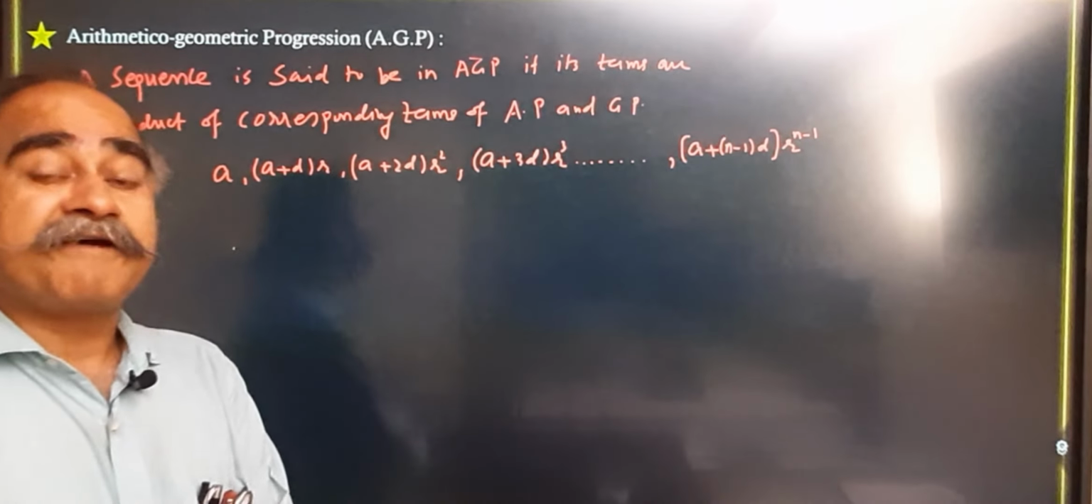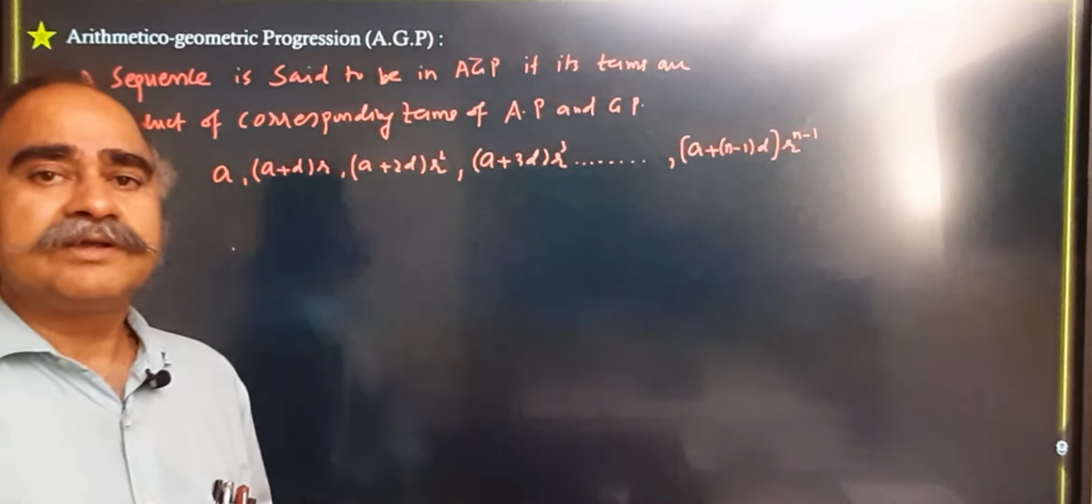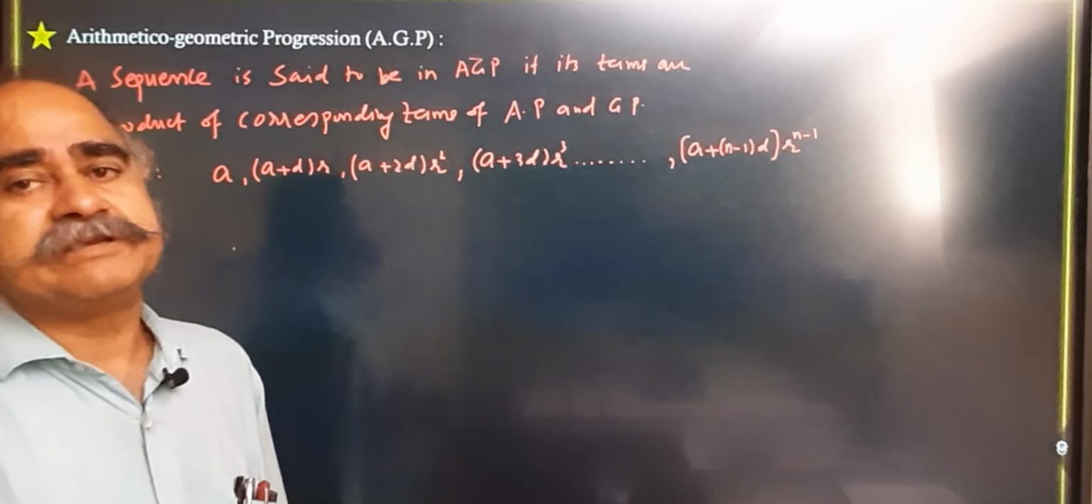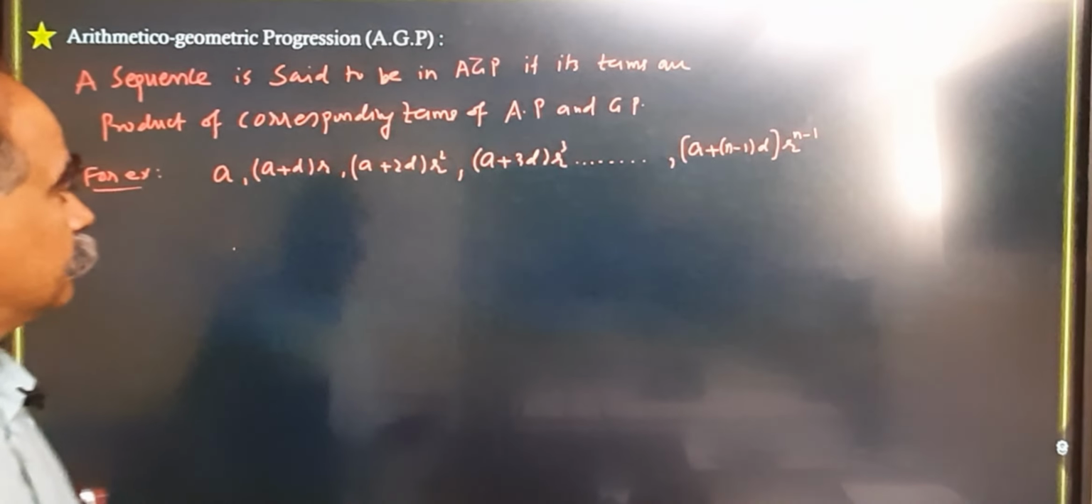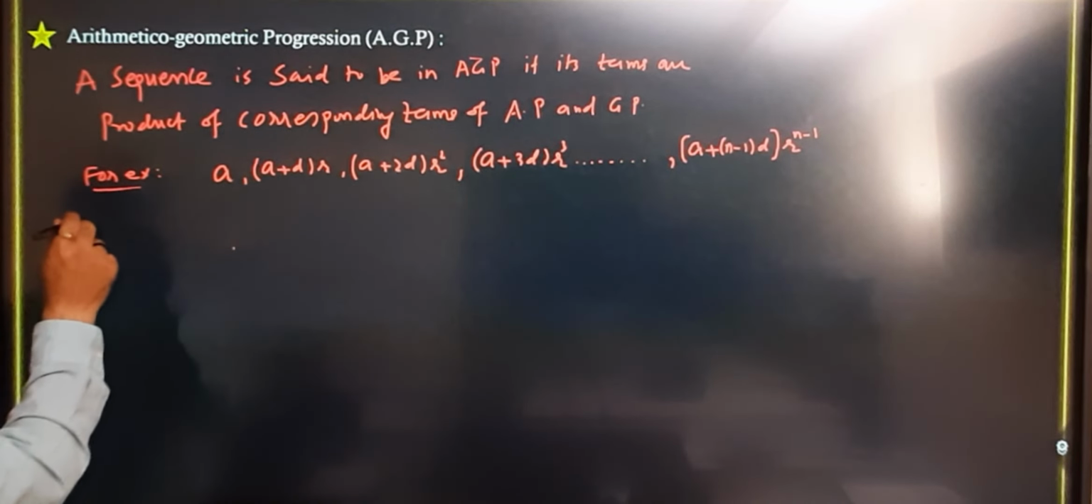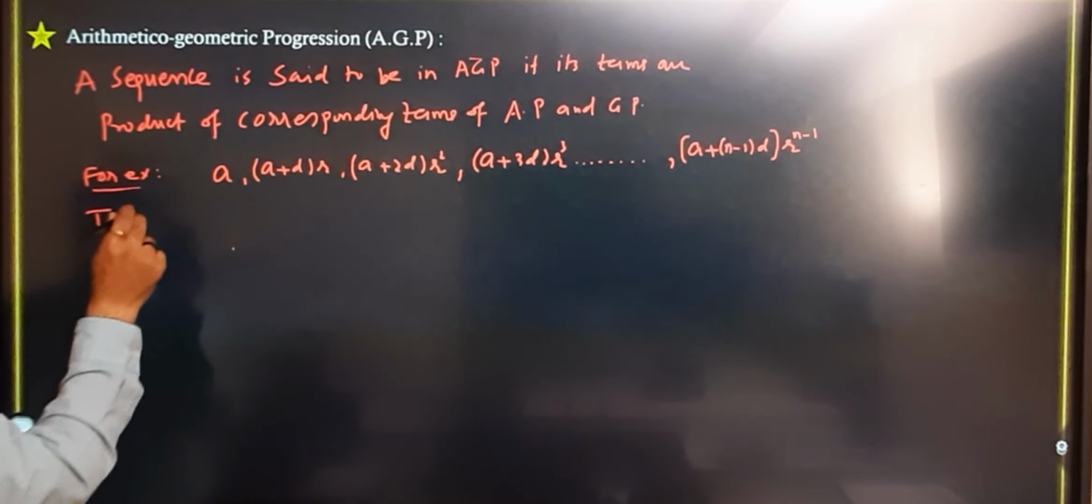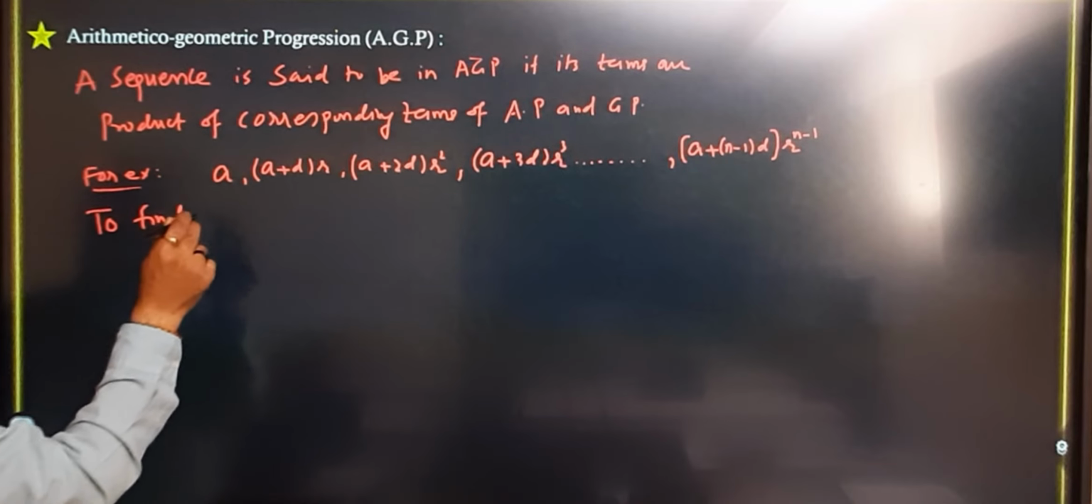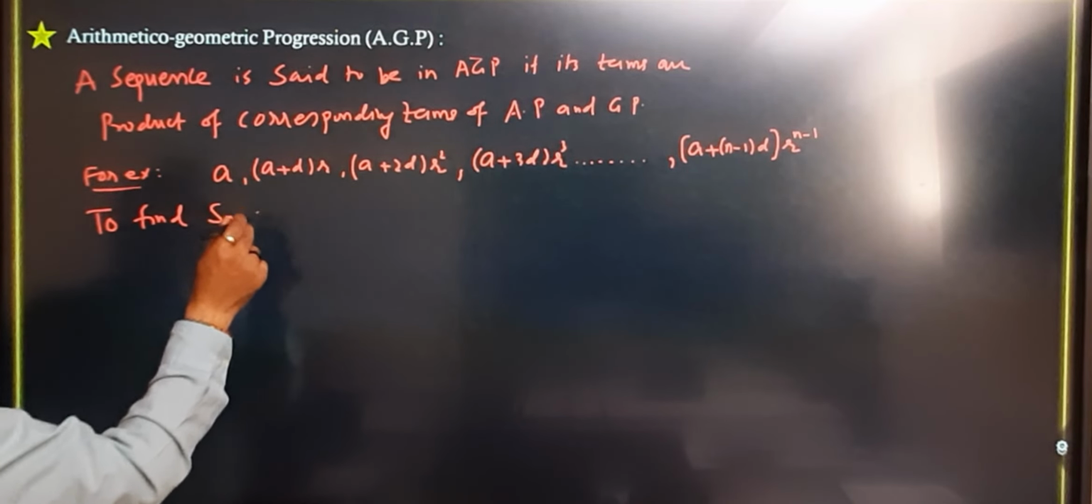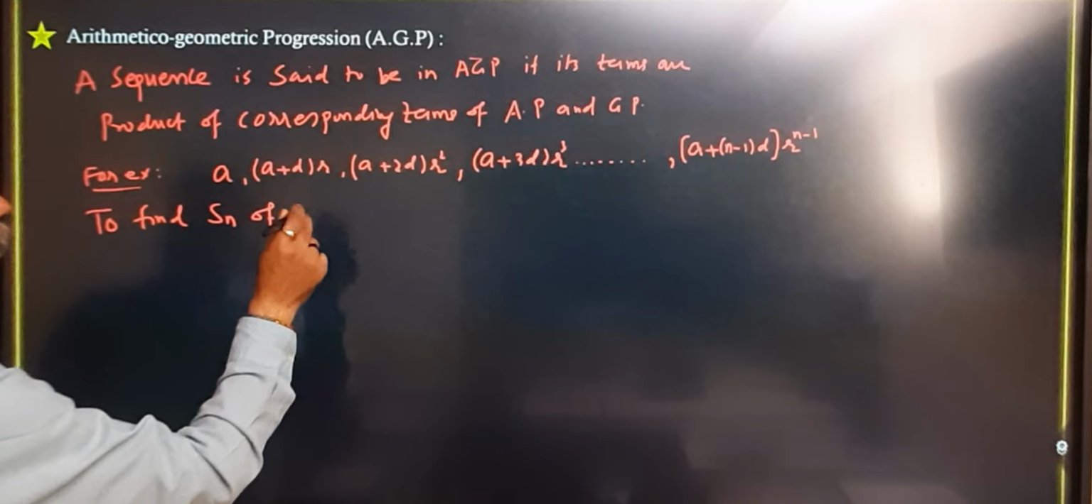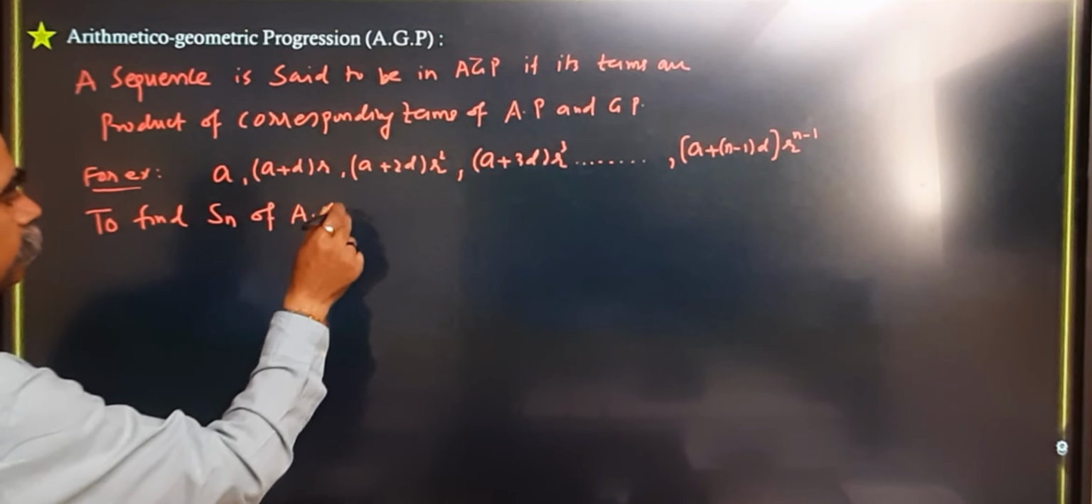And now how to find out sum to n terms of AGP? To find Sn of AGP.